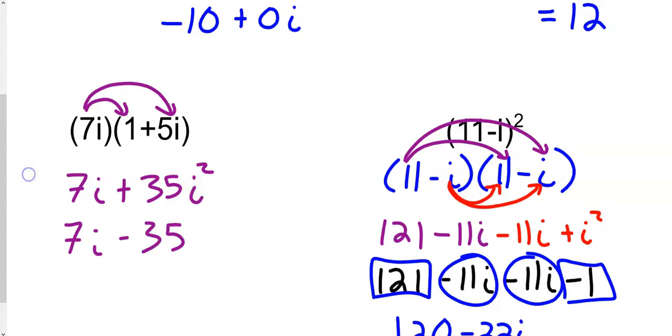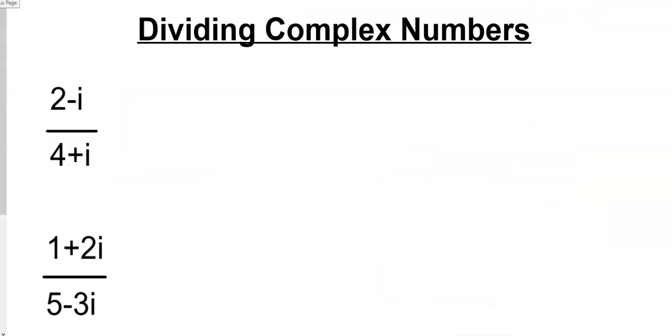And you're almost done. The 7i and the 35 don't get together, but remember, that's not how we write this up. Remember, we always put the real part first and the imaginary part second. So the negative 35 needs to come first, and then it's a plus 7i for the imaginary part. That's what they're going to be looking for. All right. So let's jump over to our last page, dividing complex numbers.